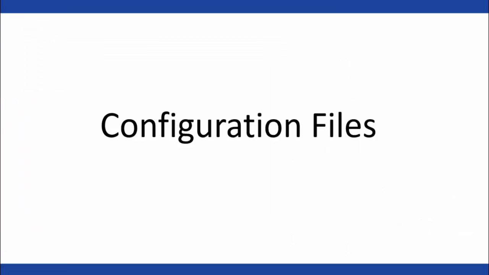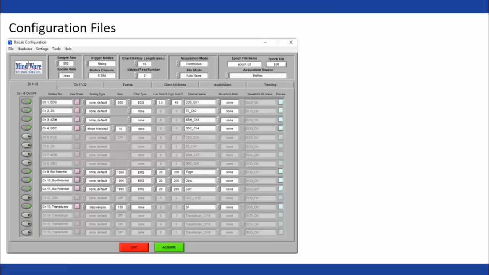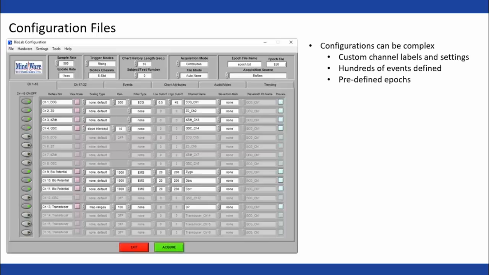Okay, so now that we've gone through all of the tabs in the configuration screen, we've talked about most of the configuration options that are available in BioLab. We need to tie it all together with configuration files. So if we take all the information that we talked about today and all the information that we talked about yesterday or last webinar, we can see that configurations can be very complex. We have custom channel labels and settings per channel, filters, gain settings.